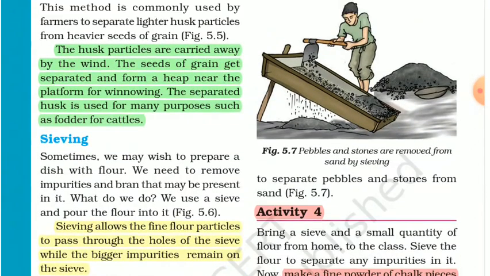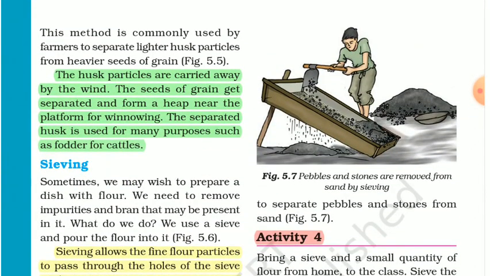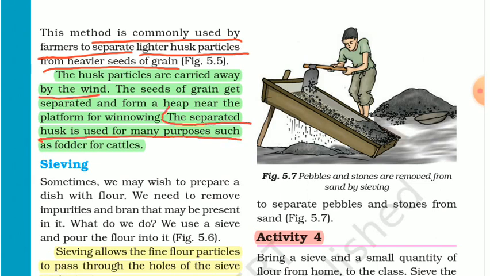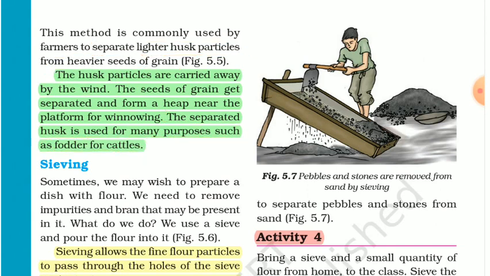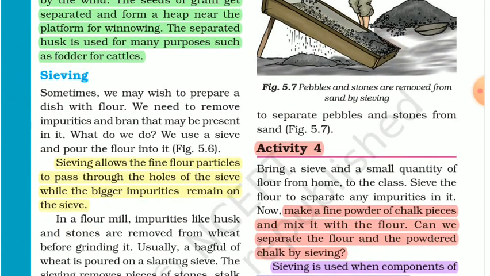So the method of winnowing is commonly used by the farmers to separate the lighter husk particles from the heavier seeds of grain, right? The husk particles are carried away by the wind, and the seeds of grain get separated in a heap near the platform for winnowing. And the separated husk is used for many purposes, such as fodder for cattle. Remember this point: the husks which get separated from the grains can be used for many purposes, such as fodder for cattle, right? Now another process of separation is sieving.